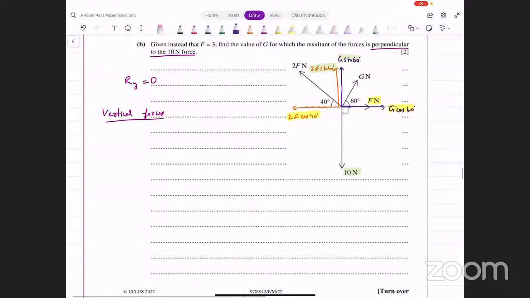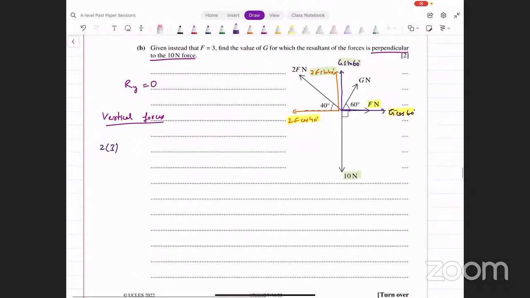Or let me just do it again. एक ही बात है, दोबारा से लिख लेते हैं. f की वैल्यू उसने बता दिया. So it's going to be 2 into 3 into sine of 40 plus g sine of 60. That equals 10.